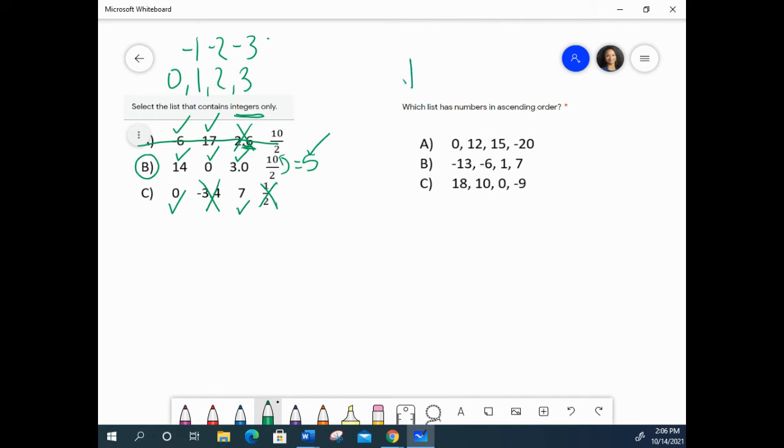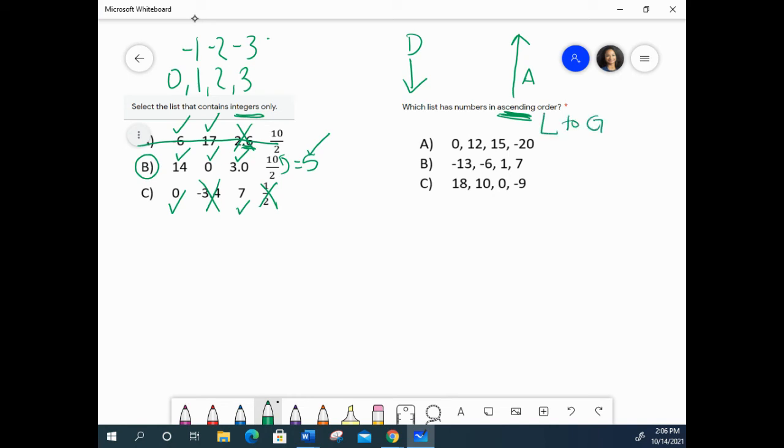For our next question, it says, which list has numbers in ascending order? Well, we kind of need to know what ascending means. Ascending means going up, okay? I want you to think going up is ascending. Going down is descending. So think of your highest number, your largest number, going down to your smallest number. So because we're going from ascending, we're going to be going from least to greatest.